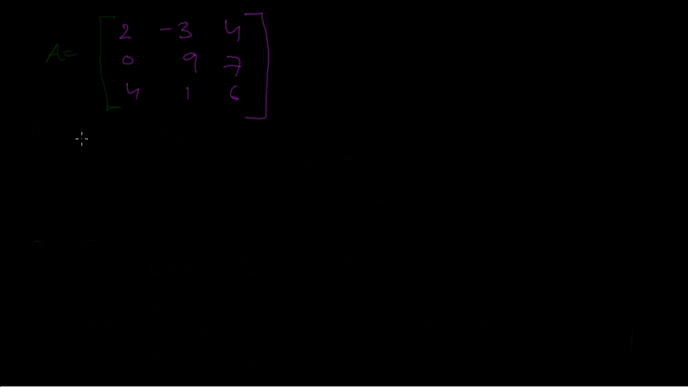Now we have to make the symmetric matrix from this one. So we have to make A transpose. In A transpose, we convert the rows into columns and the columns into rows, so we get 2, -3, 4, 0, 9, 7, 4, 1, 6 transposed. Now we will add both, A plus A transpose.